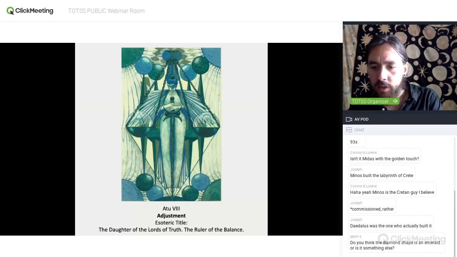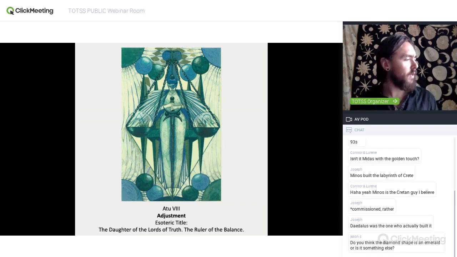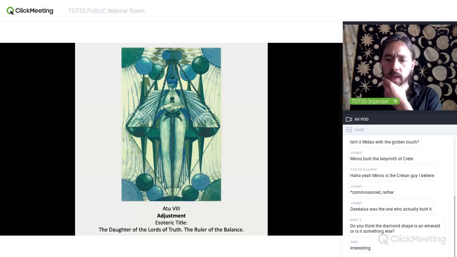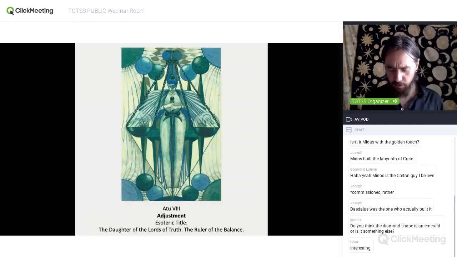Let's see, Jason asks if the diamond shape is an emerald or something else. Crowley talks about it as being a kind of veiled form of the Vesica Pisces, or the Vesica Piscis, I guess would be better pronounced, which is a feminine symbol. I'm trying to remember what else he says about that. Well, this is basically the end of the class here as well, so I can look that up real quick. Actually, I've got the Book of Thoth right here with me. I'm trying to remember what he says.